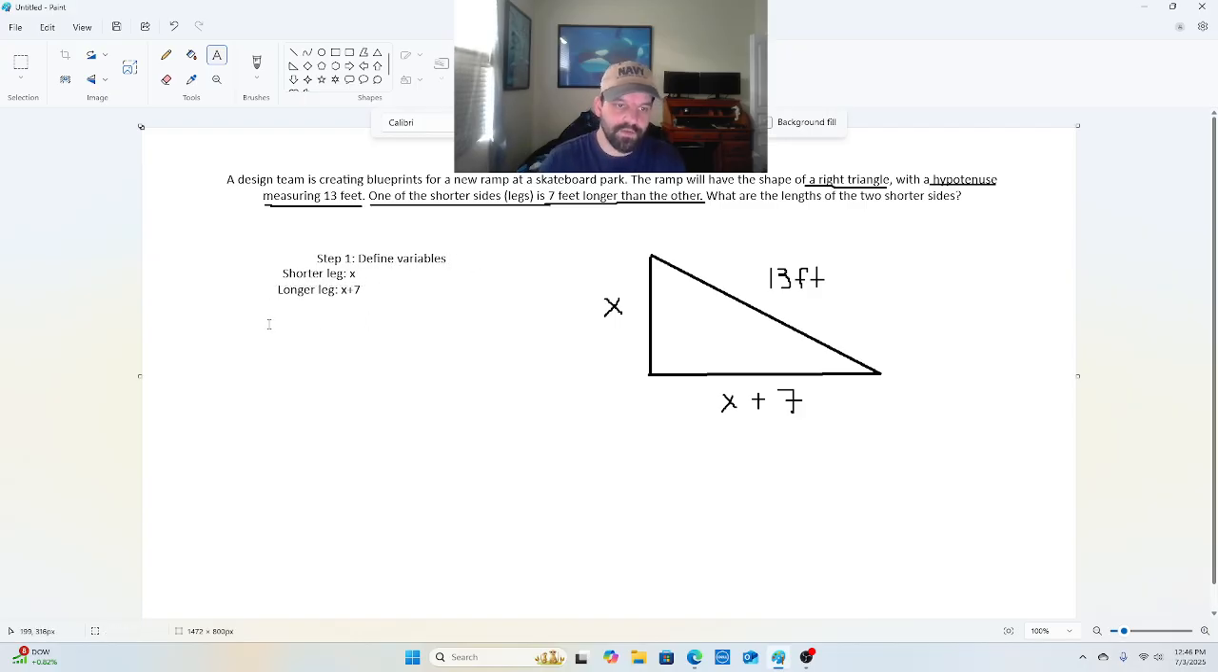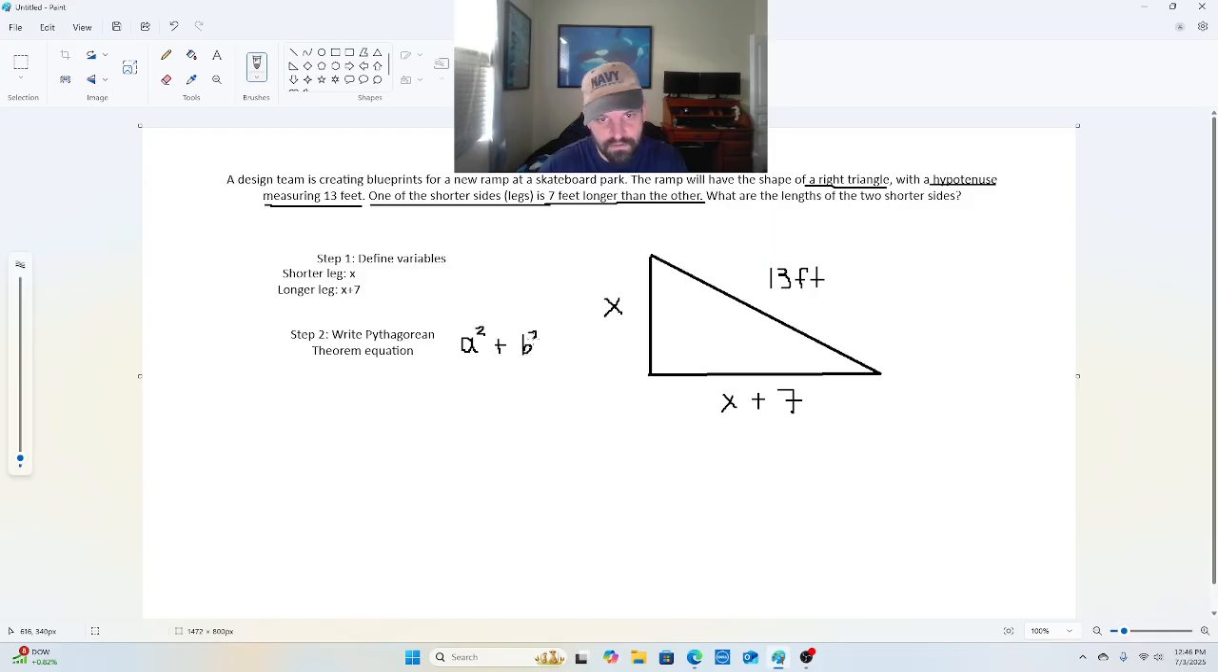Okay. So step 2 here, what we're going to do is just simply write out the Pythagorean Theorem equation, okay? So we'll go ahead and do that. We have a squared plus b squared equals c squared.